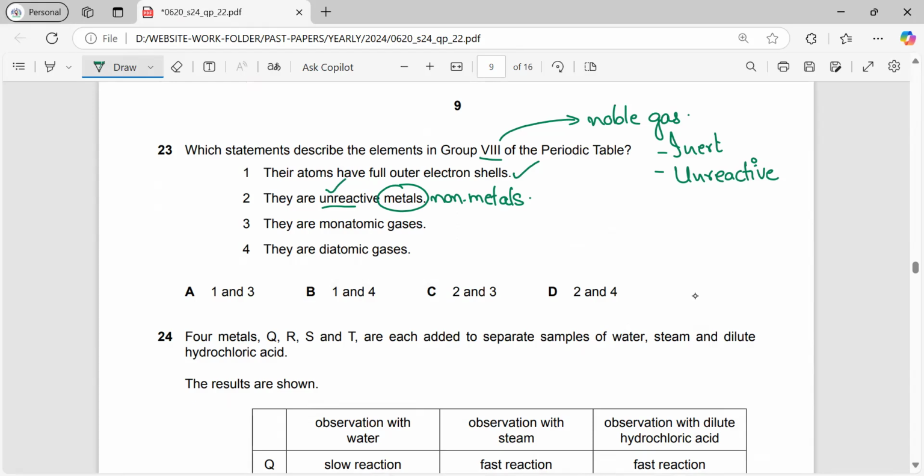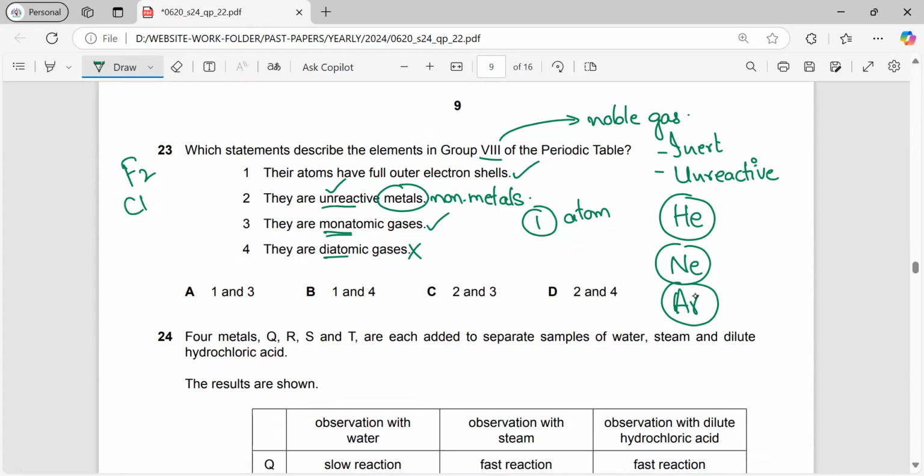They are monoatomic gases. Yes, it's correct. They are not diatomic. Mono means one, so they can exist as one atom. Helium can exist like this, neon can exist like this, argon can also exist like this. They are not diatomic like halogens. Halogens are F2, Cl2, I2, Br2. The halogens exist in diatomic form, in 2 atoms form, but noble gases exist in 1 atom form. So this means statements 1 and 3 are correct. A is the correct answer.